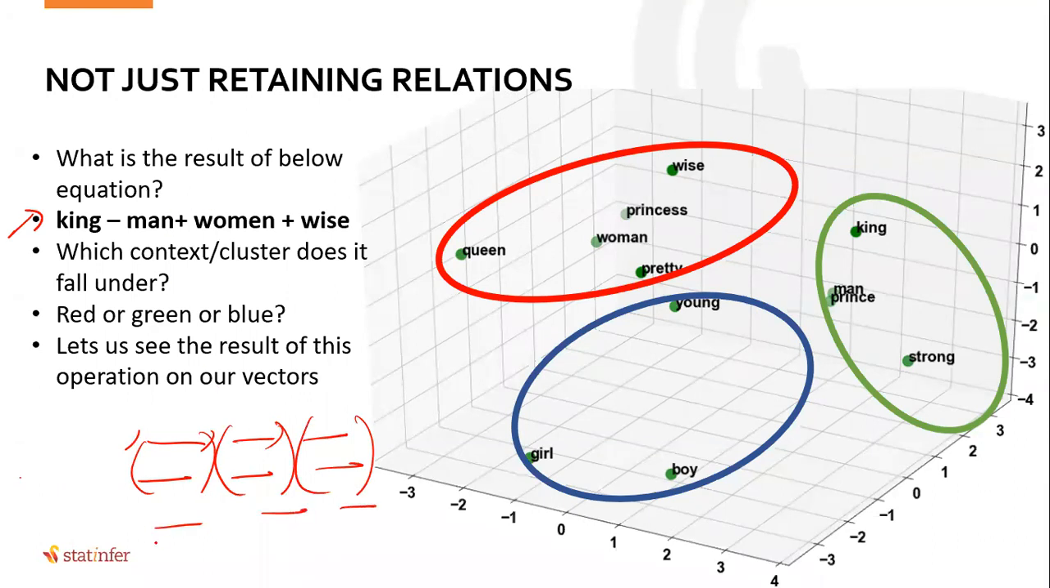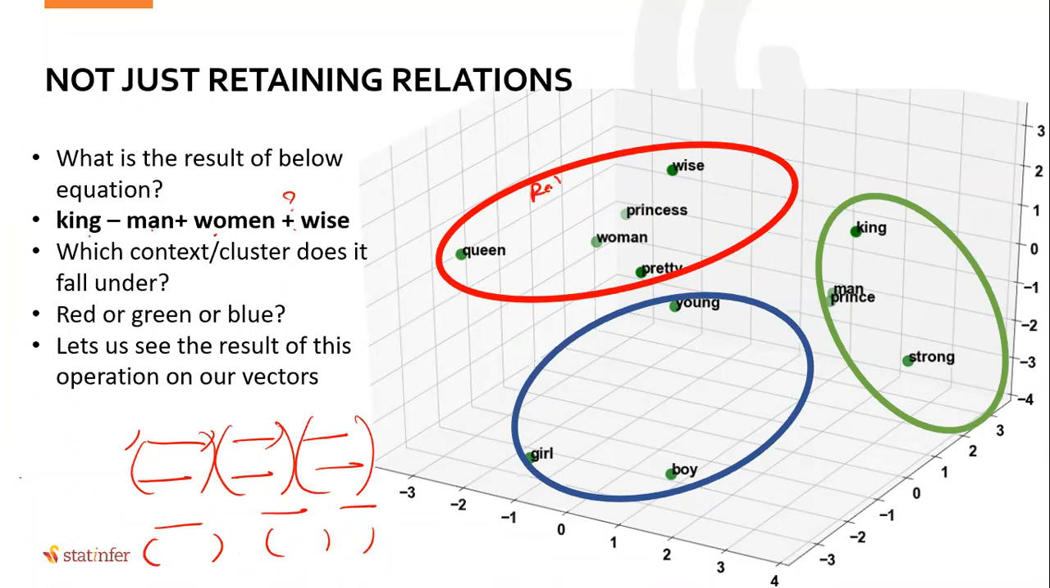Can you add woman to that? Yes, you can add woman to that. Can you add wise to that? Yes, you can add wise to that. Can somebody make a guess if I calculate this? King minus man plus woman plus wise. This will give me a vector. Can you tell me where it will fall?